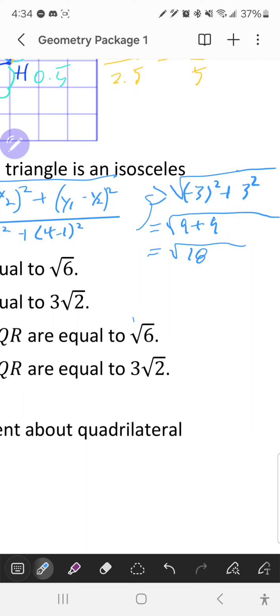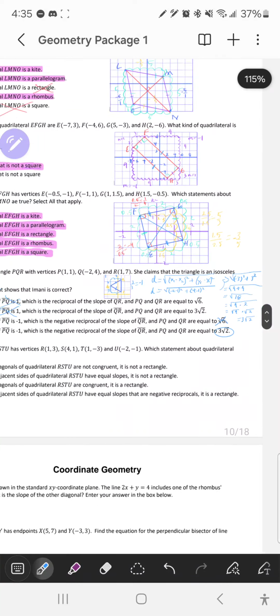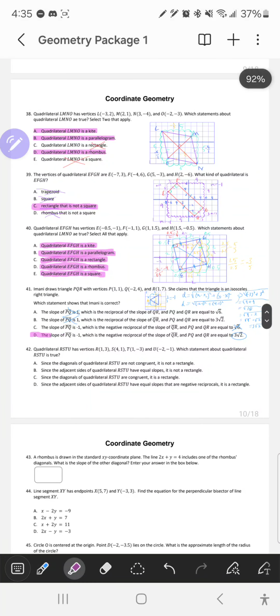Now, you see, 18 is none of the options. What we can do is say that the square root of 18 is the square root of 9 times 2, which is the same as the square root of 9 times the square root of 2. And we know that the square root of 9 is 3, so we get 3 square root of 2. And you see that it is here. It is not the square root of 6. And therefore we know that our answer needs to be D.